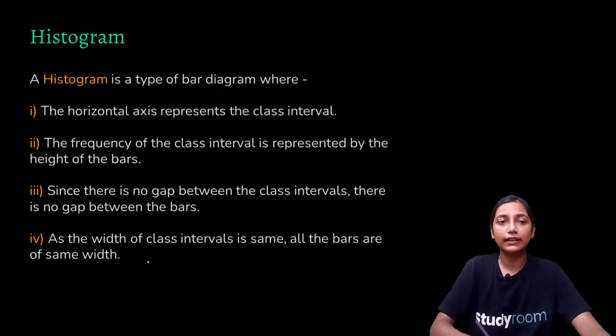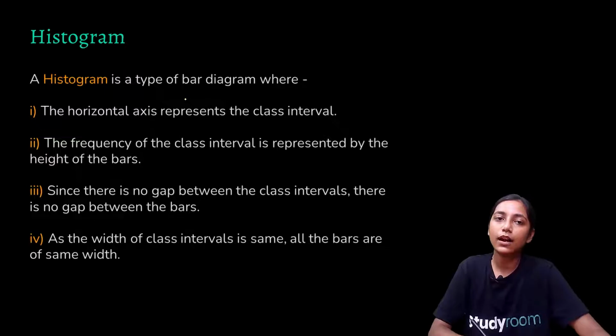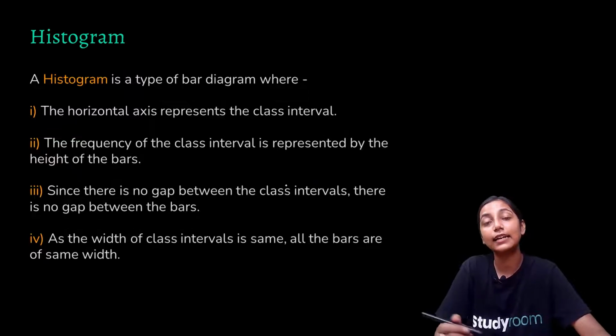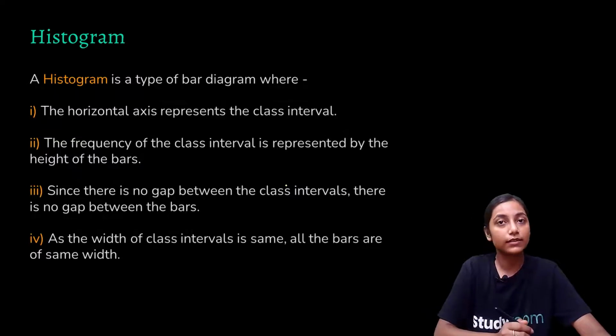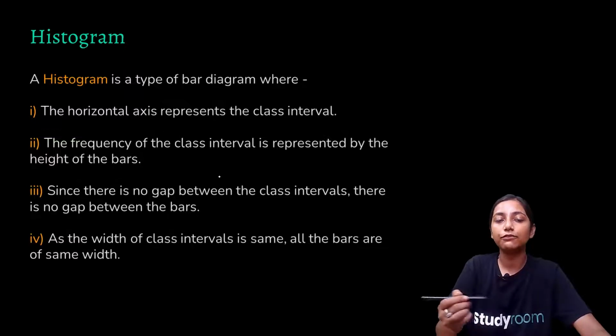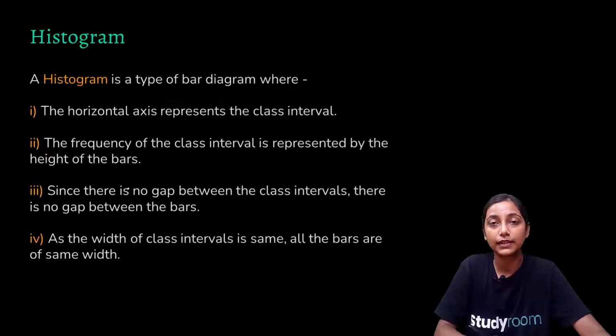So, what are we understanding from all these 4 points? A histogram is also a type of bar diagram first of all. Histogram will also be in the form of bars, but the horizontal axis will represent what? The horizontal axis will represent our class intervals. What we studied in the previous video about class intervals, those class intervals will now be represented by the horizontal axis. And the frequency that we learned, all the frequency for such class intervals will be represented by the height of the bars. How much height the bar has will give us the frequency for the class interval.